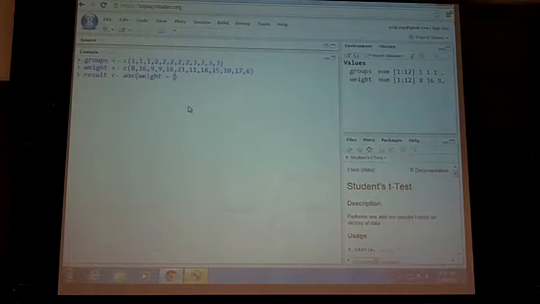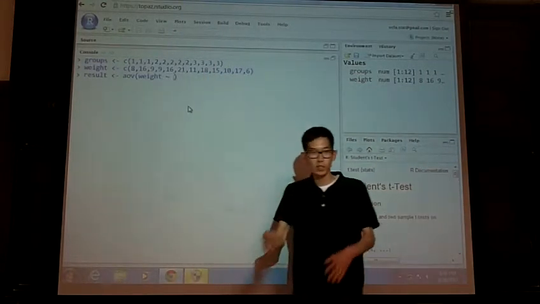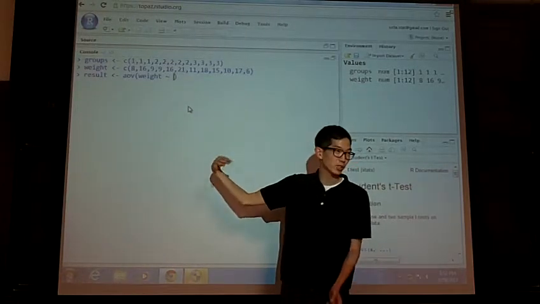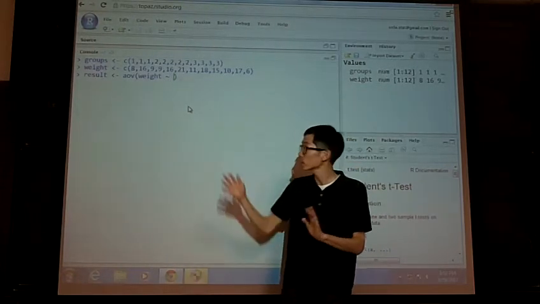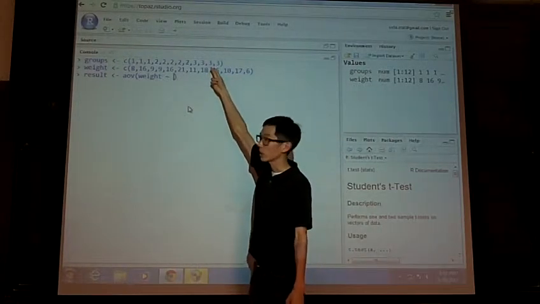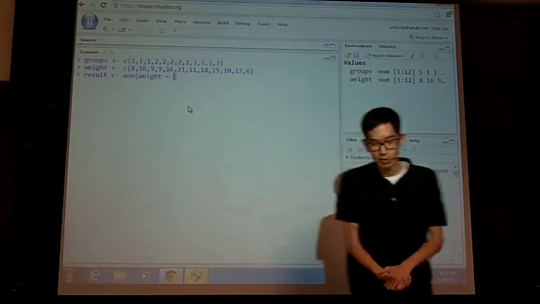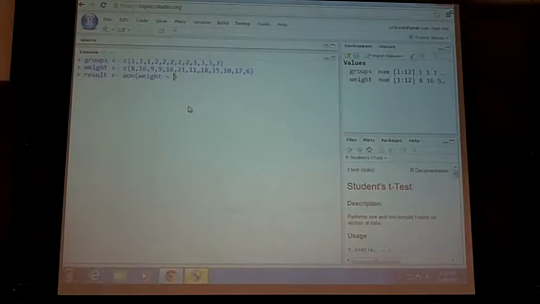When R sees the groups, because these are numbers, it's going to think it's a numeric relationship to a numeric relationship, okay? Which is not the case. It's a numeric variable, which is weight, which is related to a categorical variable, which is the groups, okay? So I have to let R know that I've got a categorical variable, and I'm going to say as.factor groups, okay? And then I hit enter, and boom, it's done.